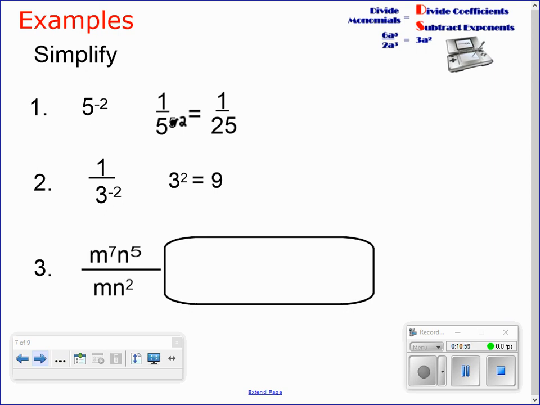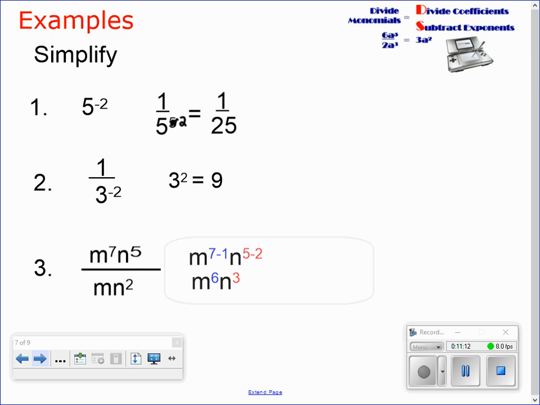We do our quotient of powers rule. That means we subtract. So m to the 7th divided by m to the first power would become m to the 6th. And n to the 5th divided by n to the 2nd would be n to the 3rd, because we subtract those exponents. So our simplified expression would be m to the 6th, n to the 3rd.